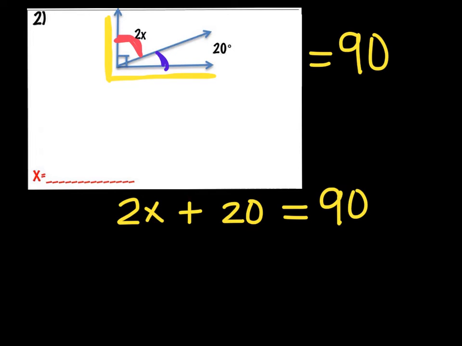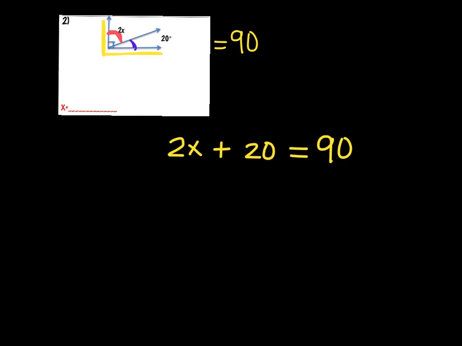If I put them together as an equation, this is what it would look like. The first angle is 2x, plus the second angle is 20, and together they made that corner, so they should be 90 degrees.